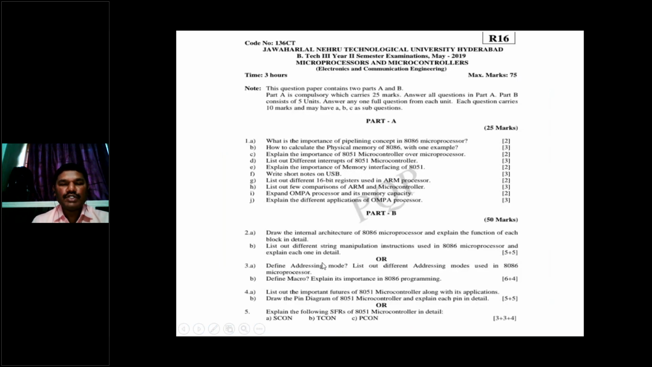And this is the question: draw the internal architecture of the 8086 microprocessor and explain the function of each block in detail. This question was asked for 5 marks in the 2019 latest question paper, in the third year second semester for the EC branch only. That's why we need to learn this. And what is the importance of the pipelining concept in 8086, for 2 marks. So this presentation covers 7 marks out of 75.